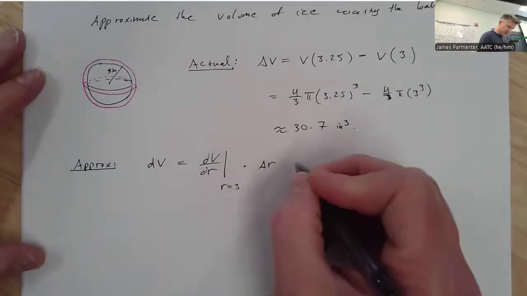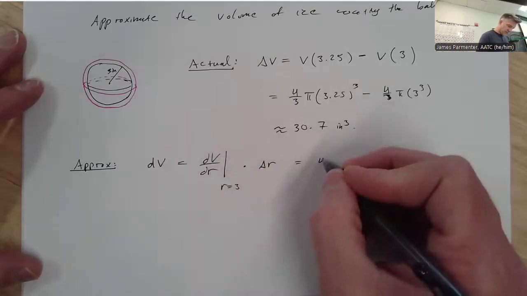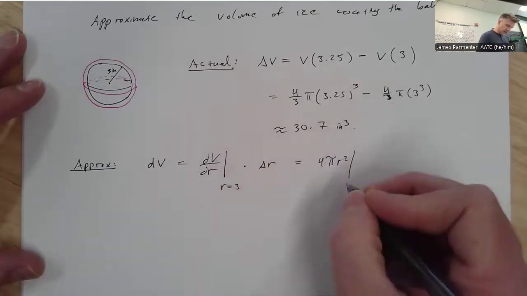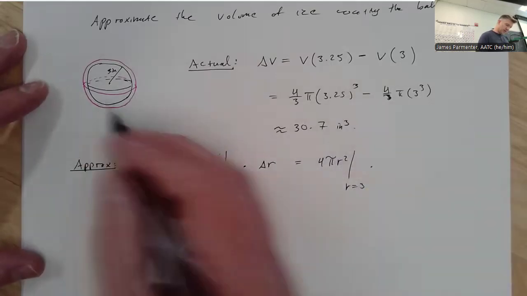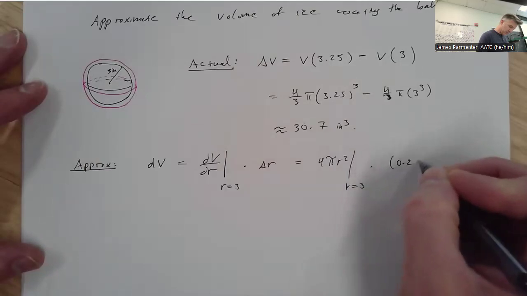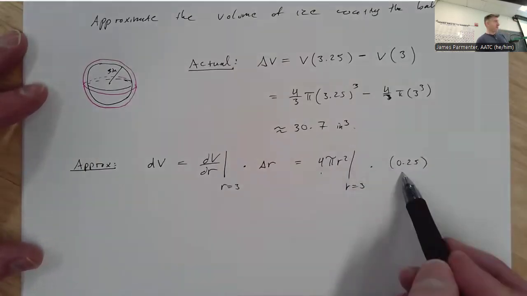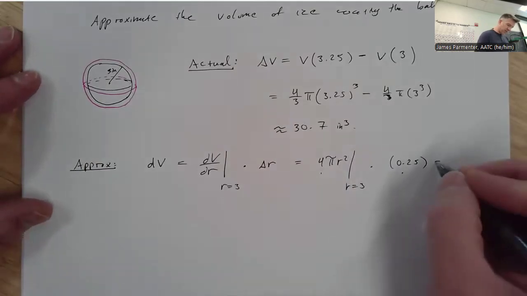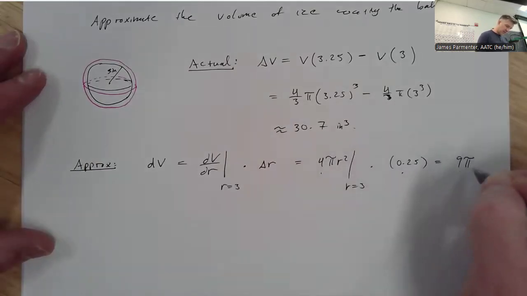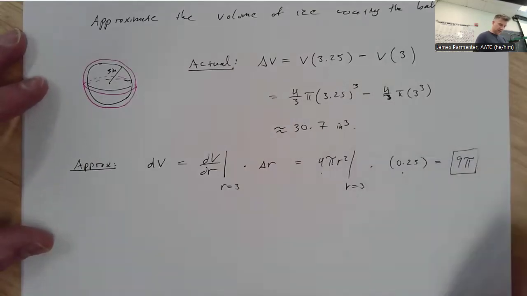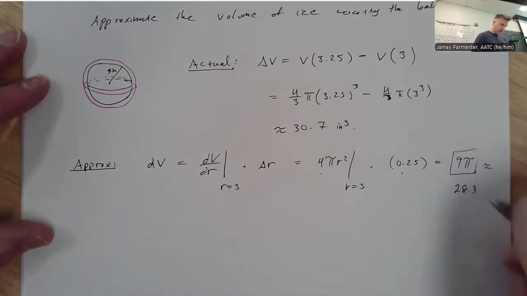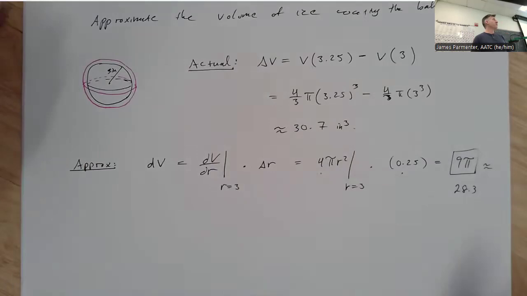So this is going to work out to be, let's see, our dVdr is 4 pi r squared, evaluated at r equal to 3. Our delta r is 0.25. 4 times 0.25 multiplies to 1, so we're really just left with pi times 3 squared, which is 9 pi. If you plug it into a calculator, that's approximately 28.3. So again, not a perfect answer, but good enough, right? If you're asked to estimate how much volume there was of ice, that seems pretty close from my untrained eye.